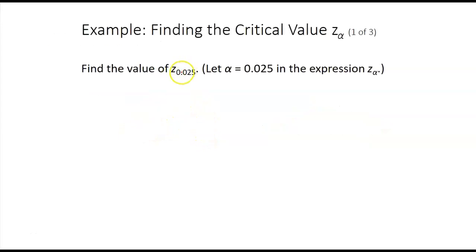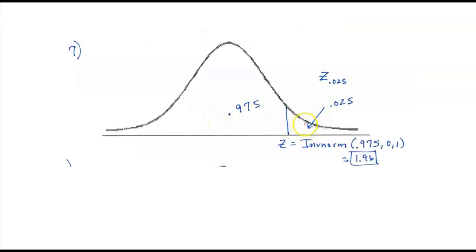So for one like this, we're going to find the z-score that has the 0.025 to its right. So that's going to look like this. So if we have 0.025 to its right, then I'll do 1 minus 0.025 and I'll get 0.975. So that's the area to the left. And remember, that's what our calculator always expects unless you have one of the newer calculators. So this is going to be the area to the left and then the mean and standard deviation.